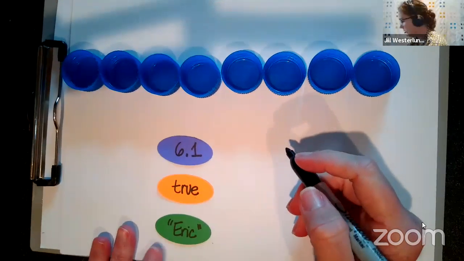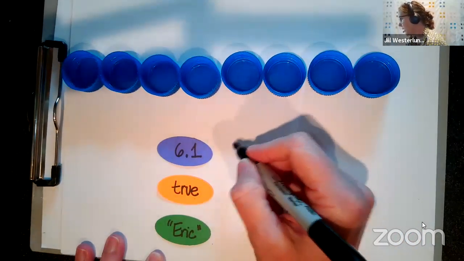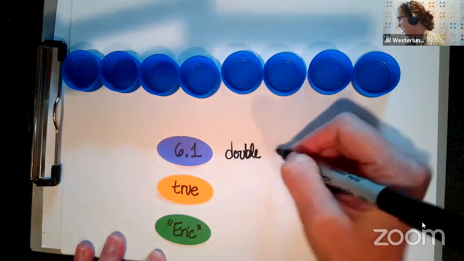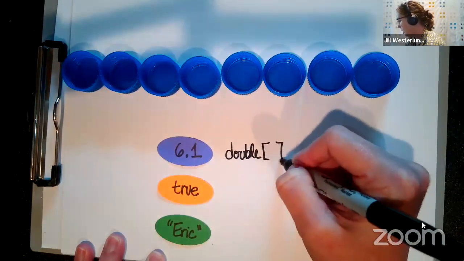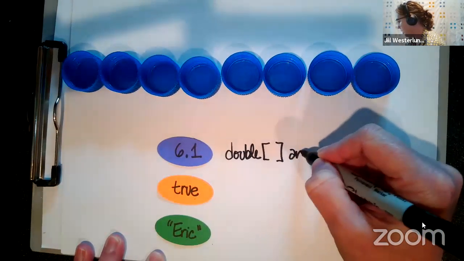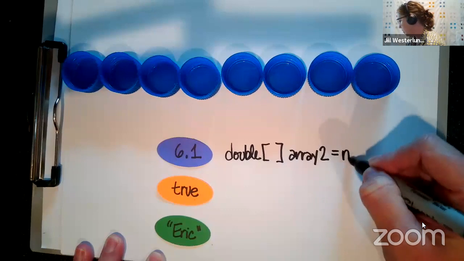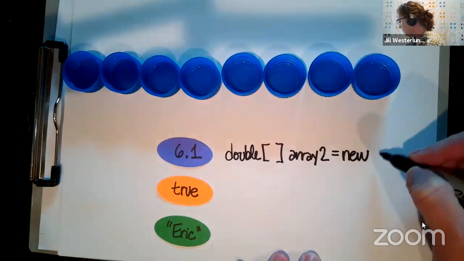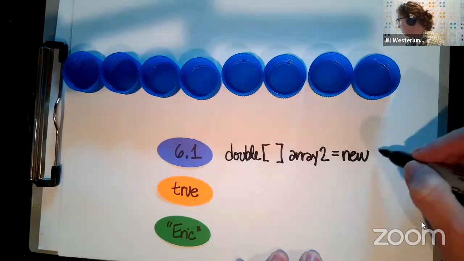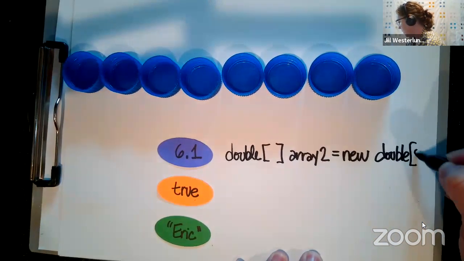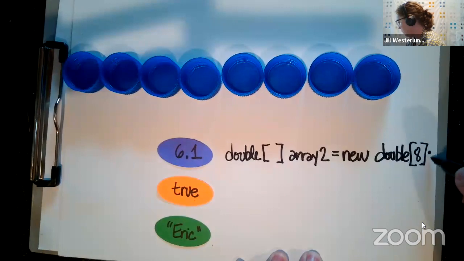I'm going to move my sheet up here. So this one's going to be the same type of syntax, except it's going to be double. And then we have to tell Java that we want an array. And then let's just call this one array2 equals new. And what is it? It's a double. And if we wanted it to be 8, that's what we would put there.